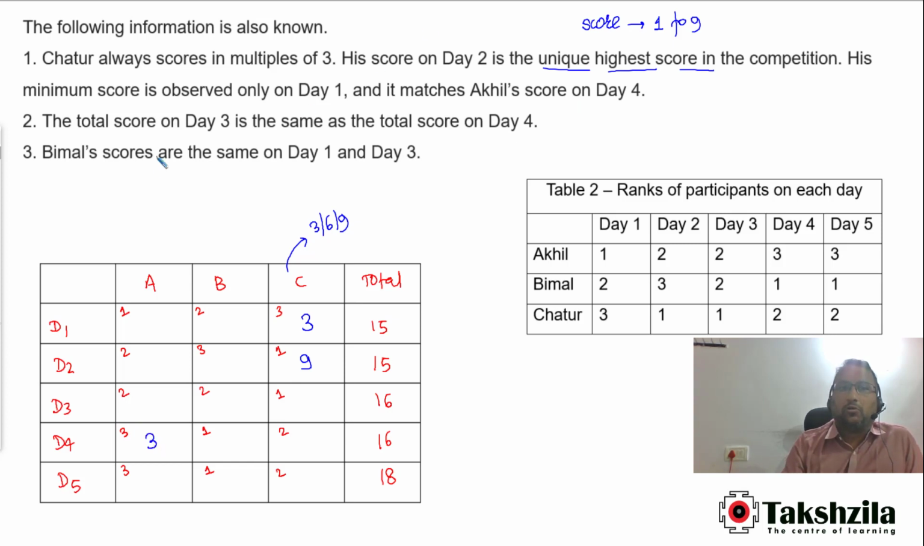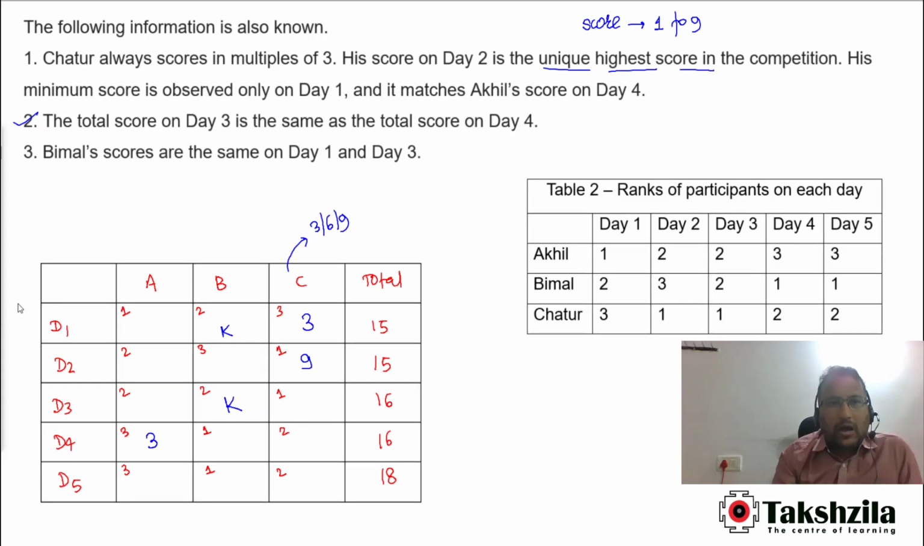After that, the total score on day 3, this statement we already used. Bimal's score on day 1 is same as day 3. So Bimal's score on day 1 is, let's say, K, so the Bimal score on day 3 is also going to be K. After this, let's talk about day 3 now. On day 3, you can see that A and B both got rank 2, so there is a tie. It means on day 3 A and B both scored the same score. So as the score of B is K, the score of A is also going to be K on day 3.